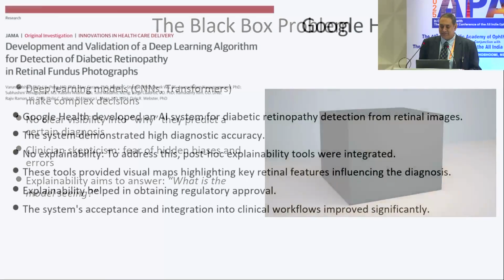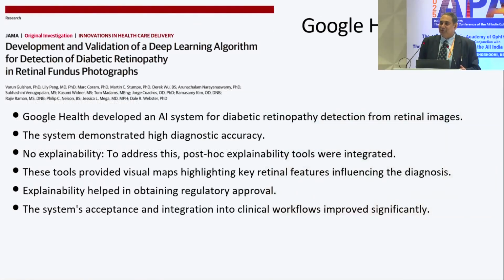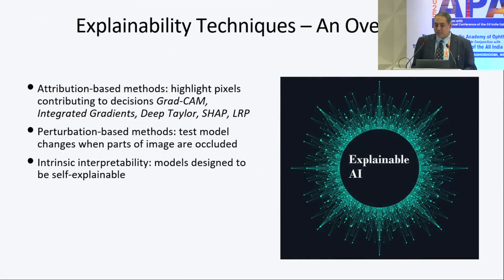So we have people from Google, and this was the Google Health AI which was developed. The initial development showed high accuracies, but the initial model had no explainability, and to address this, post hoc explainability tools were integrated, and now it can tell what it's looking at, and that would help them in getting the regulatory approvals too. So it is now a mandate for any of the new algorithms which are coming to show the explainability to get various approvals.